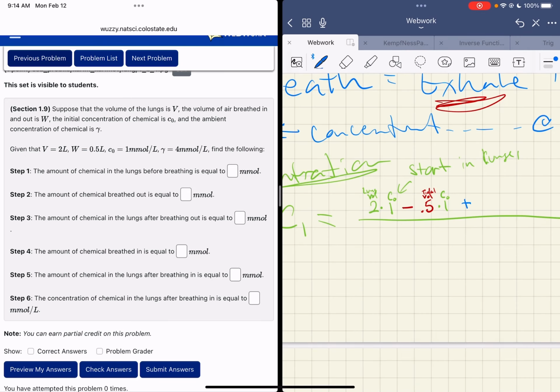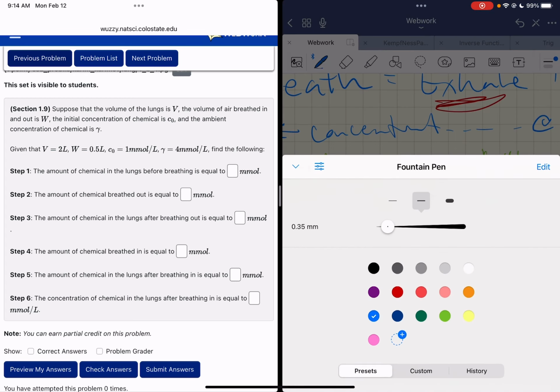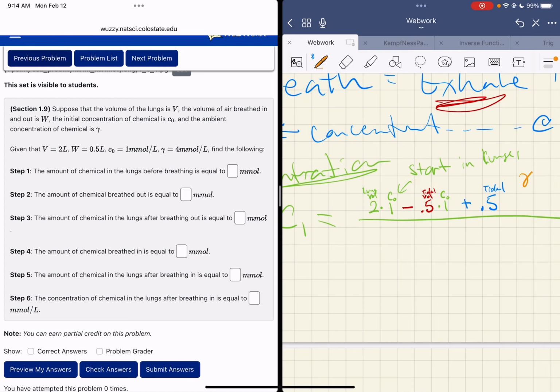Okay, so now I'm going to add to the amount of stuff in my lungs. I'm going to inhale a half a liter. That's also my tidal volume. But the air that I inhale is not the same as the air that I exhale. I exhale from my lungs. That's the source of that air. But I inhale from the room. Okay, so that's where gamma comes into play. And what was gamma? It was 4 millimoles, right?